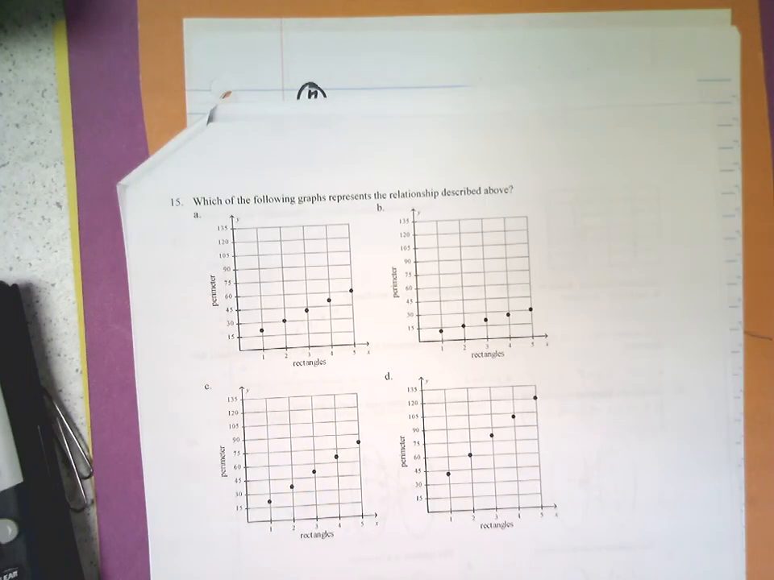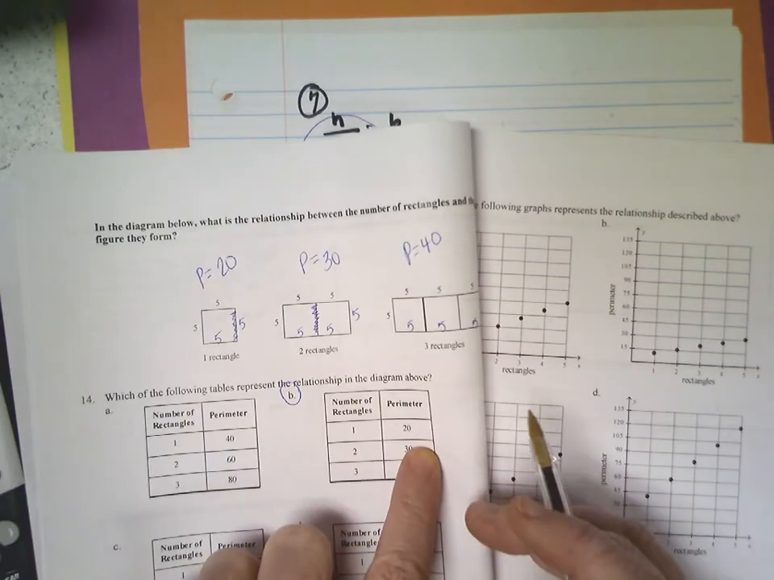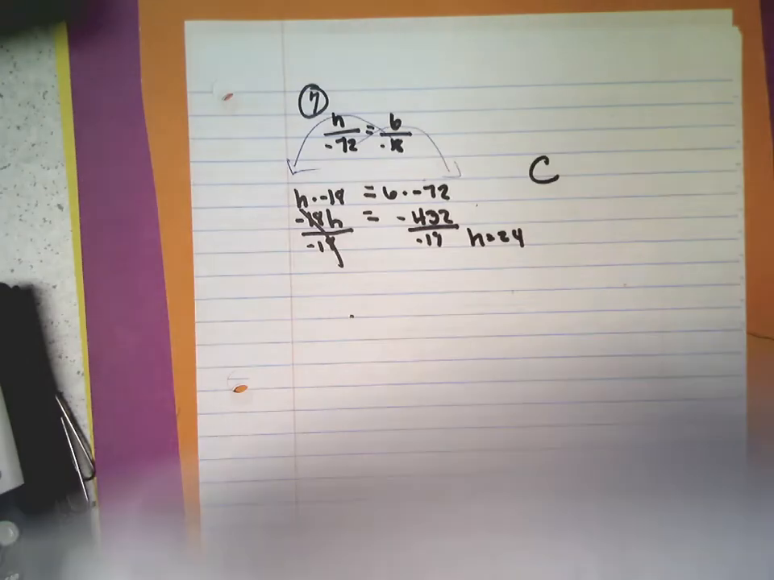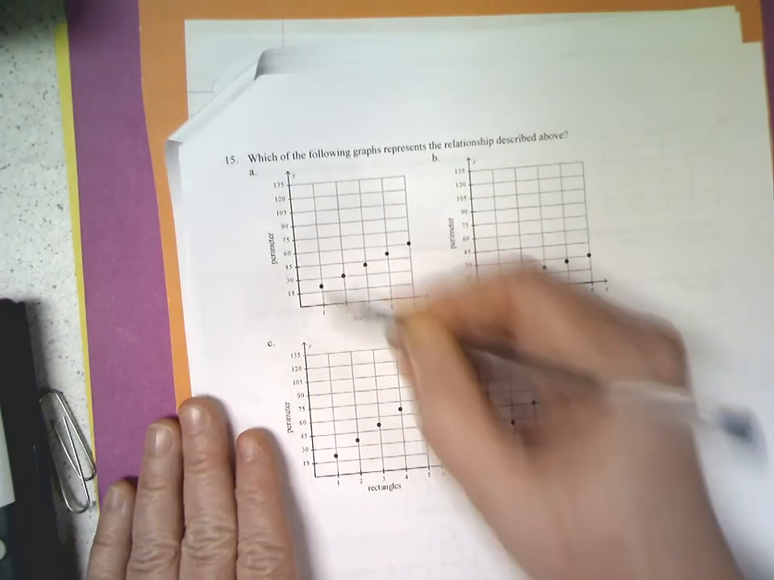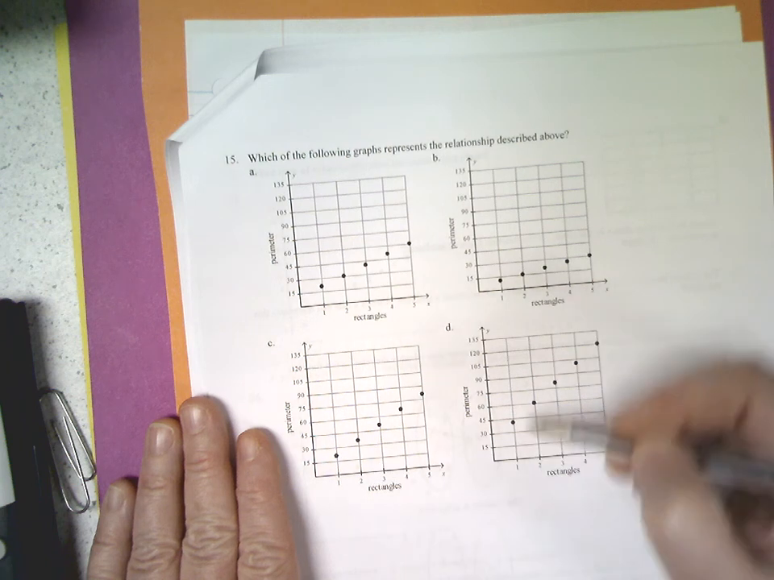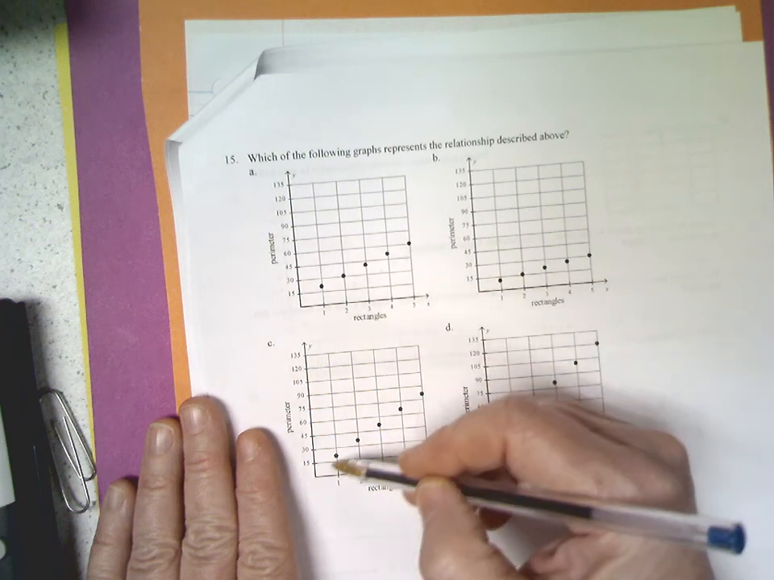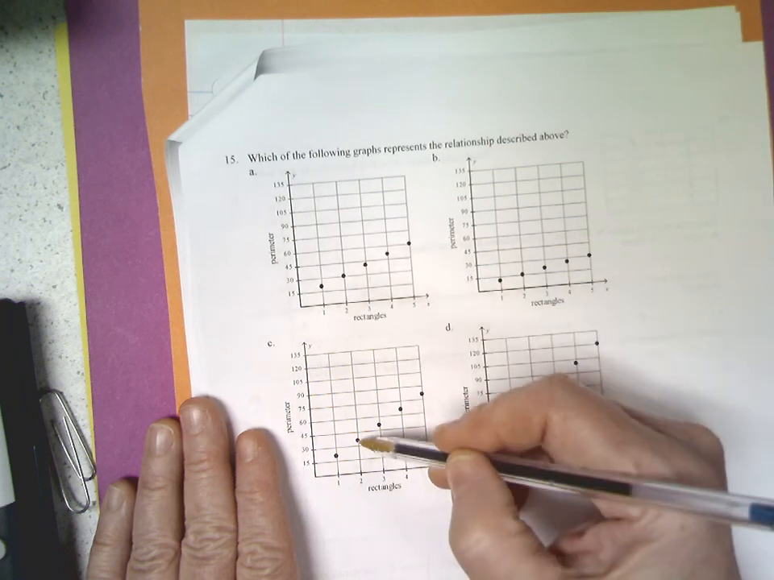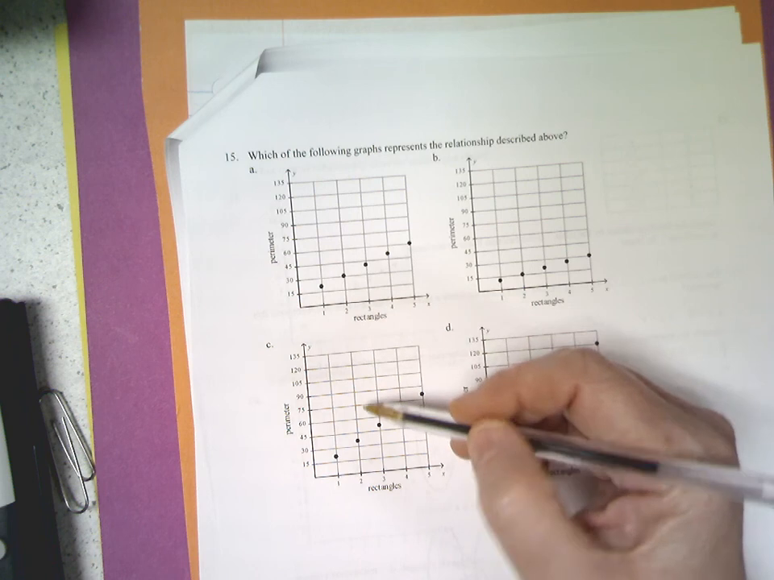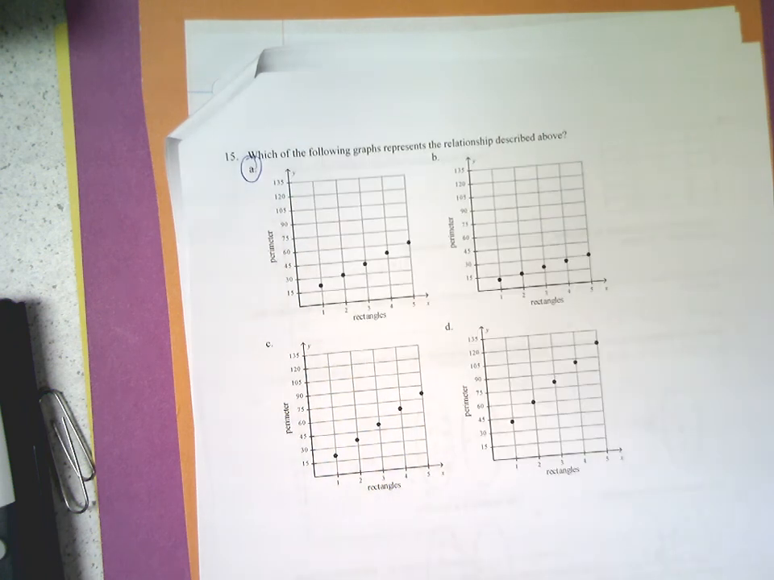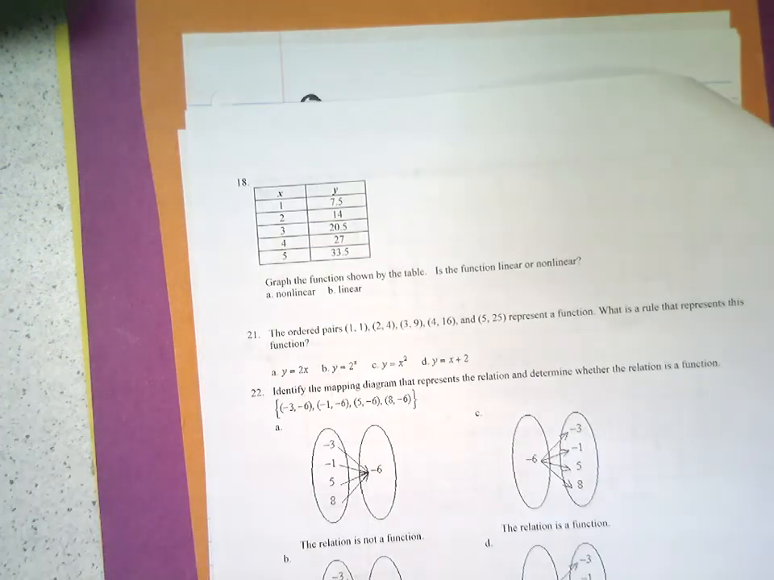Which of the following graphs represents the relationship? Well, at one rectangle, let's go back and look. At one rectangle, what was the perimeter? 20. So let's go over here and see which graph at one rectangle is at 20. Is that one at 20? No. So A and C are both at 20, okay? The second rectangle was at 30, right? Which one fits that one? A. Okay, very good. The next question's number 18.